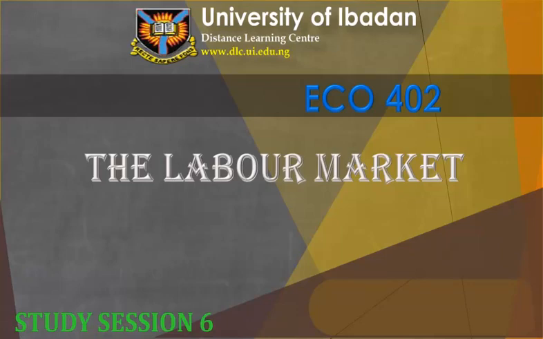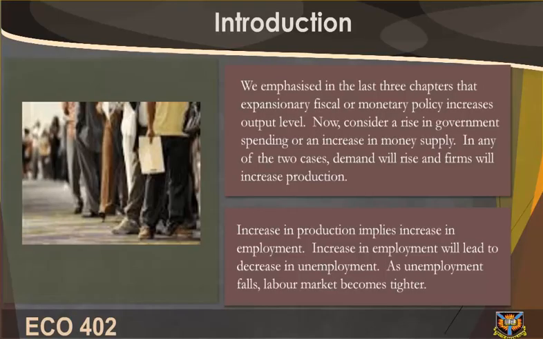Studies Section 6, the Labor Market. Introduction. We emphasized in the last 3 chapters that expansionary fiscal or monetary policy increases output level. Now, consider a rise in government spending or an increase in money supply. In either of the 2 cases, demand will rise and firms will increase production.